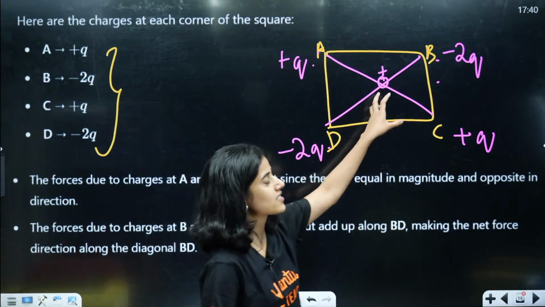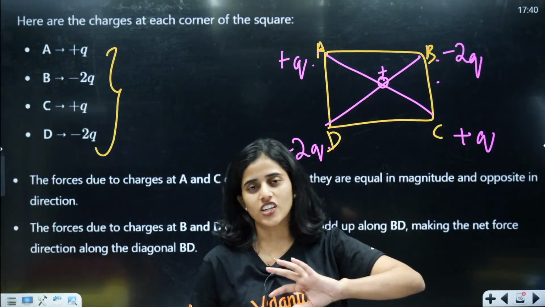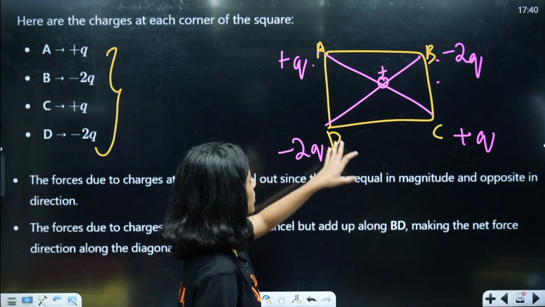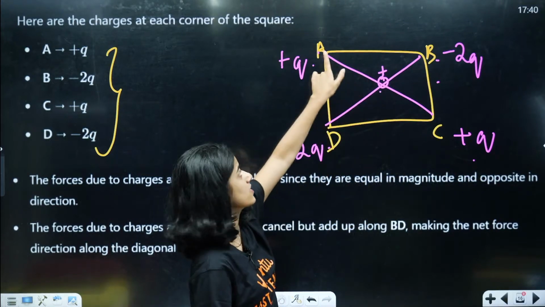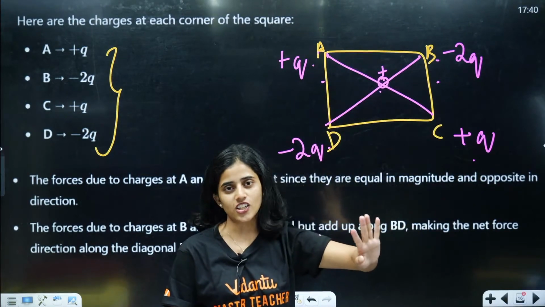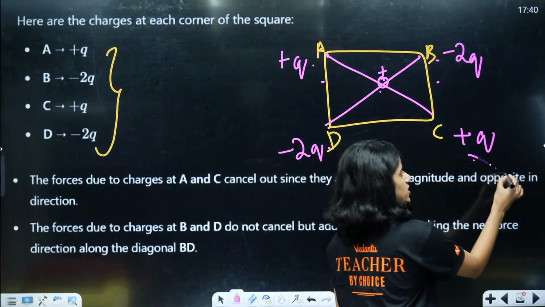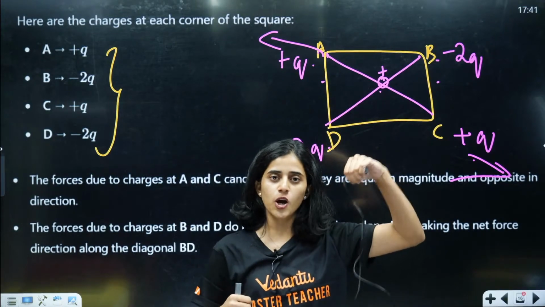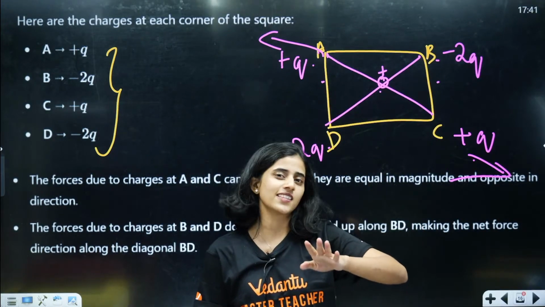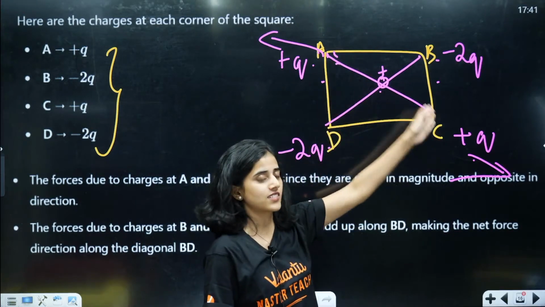Since we all know like charges repel and unlike charges attract, look at this diagonal. There is a positive charge, a positive charge, a positive charge. None of them like each other, so they all repel. This positive charge would repel, this one would also repel, and since they're repelling in opposite directions, they would cancel out. So O does not experience any force in this direction.